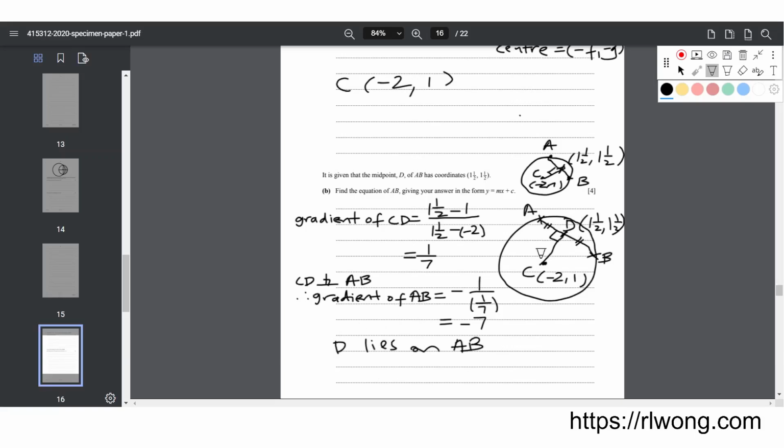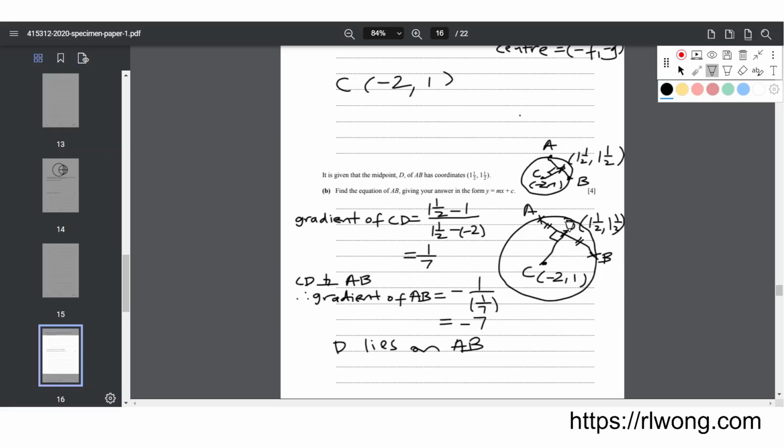Okay, so remember that if you have a circle and you have 2 points on the circumference, the line from the midpoint to the center will be perpendicular to AB. This is the circle property that you need to make use of in this question.